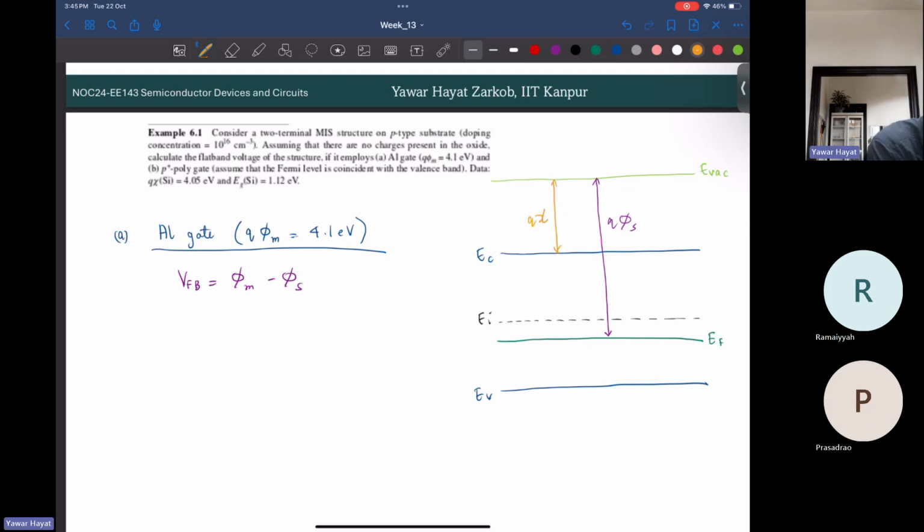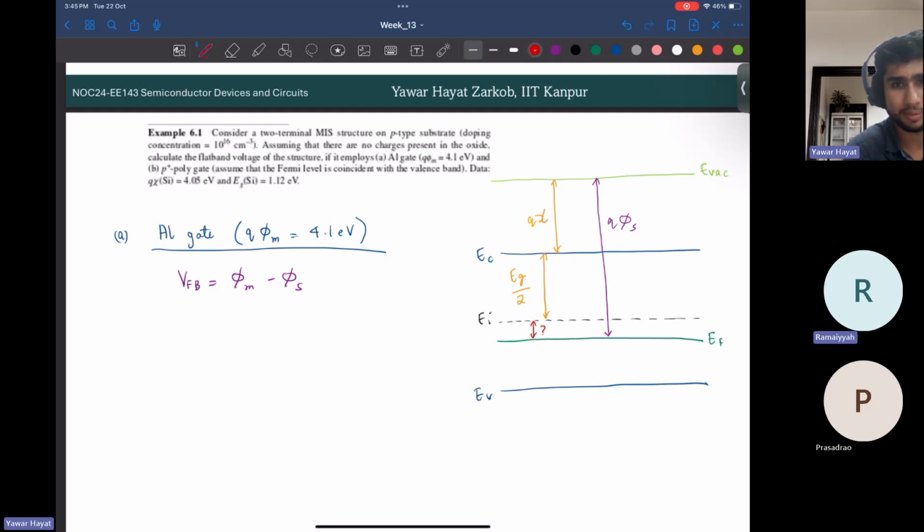EC minus EI. Good. So Eg by 2 is given. What else? So the question boils down to this, right? I need to find this one. What is this? That can be obtained from the doping concentration. How? I mean, you are on the right track. How?